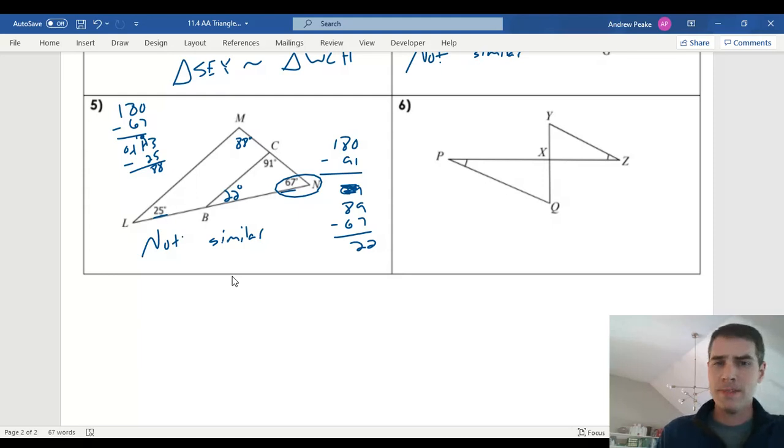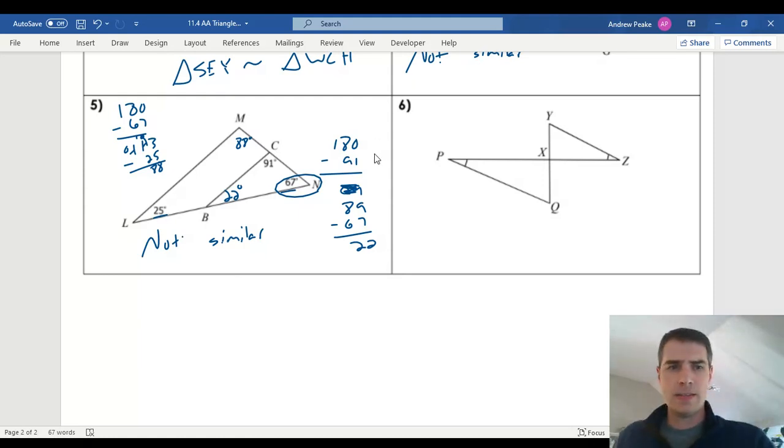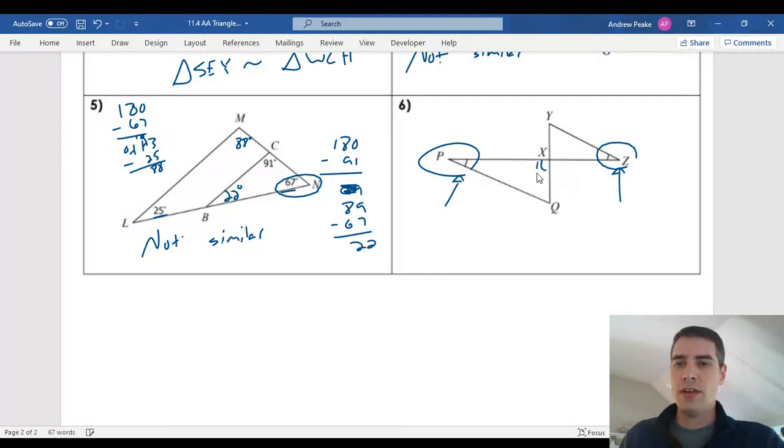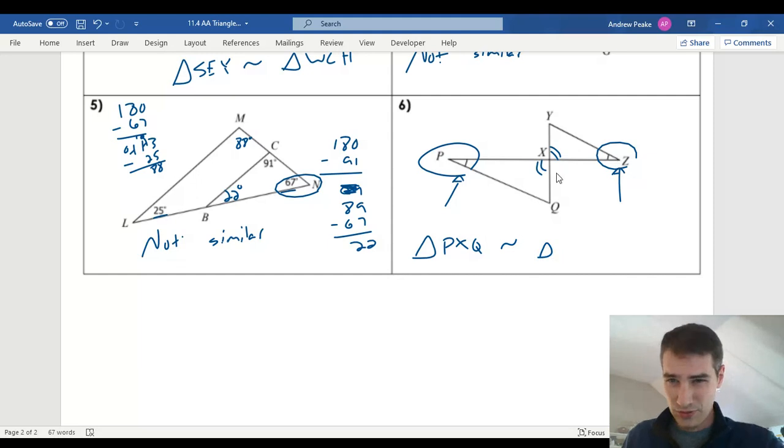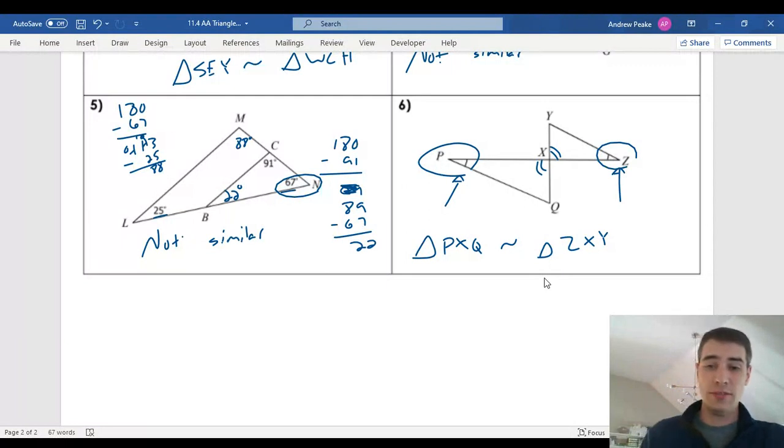All right, now I'm looking at that, seeing if I messed up the math anywhere. No, I don't think I did. We'll double check later. We have P and Z, so those two are the same angles, and then it looks like vertical angles in here. So we have two angles. We'd say triangle PXQ is similar to triangle ZXY, because these two angles are congruent to one another. And there you have it.